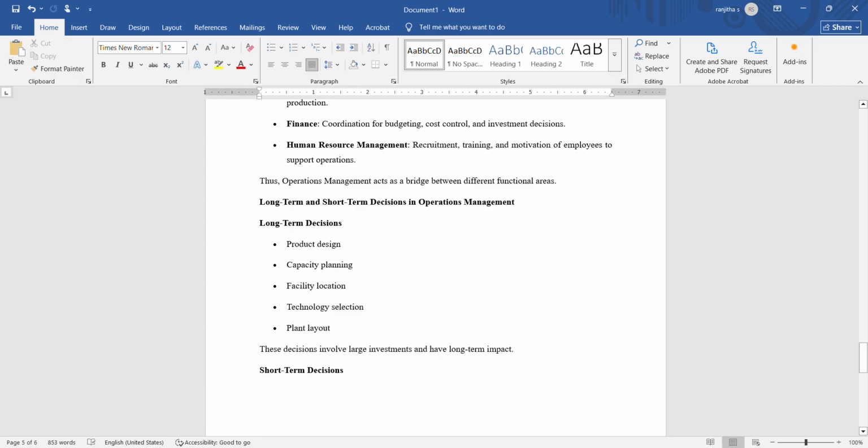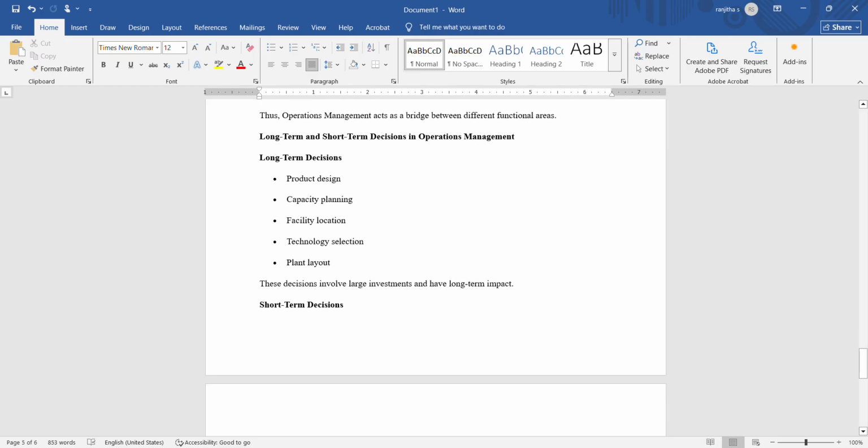Now we'll discuss the long-term and short-term issues in operations management. The long-term decisions include product design, capacity planning, facility location, technology selection, plant layout, etc. These decisions involve large investments and have a long-term impact on the organization. The short-term decisions include production scheduling, workforce allocation, inventory control, and maintenance activities. These decisions are made on a daily or weekly basis. Both long-term and short-term decisions are important for the smooth functioning of operations.